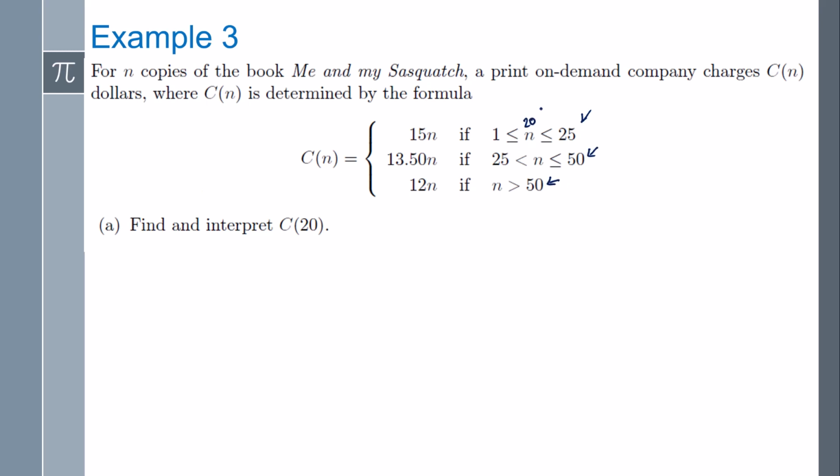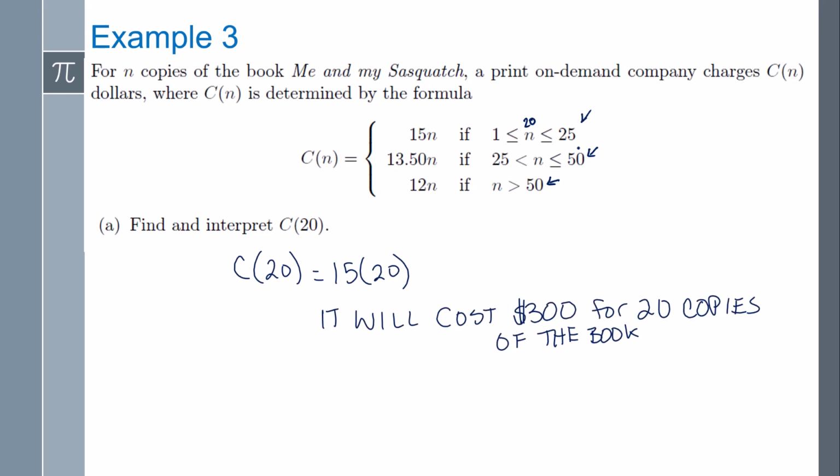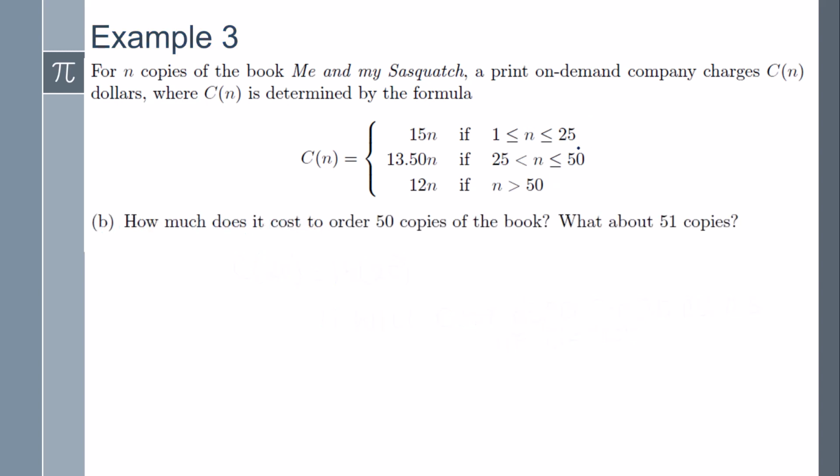In this case, 20 is between 1 and 25. So I'm just going to plug 20 into that top formula. And so it's going to cost $300 for the 20 copies of the book. How much does it cost to order 50 copies of the book?